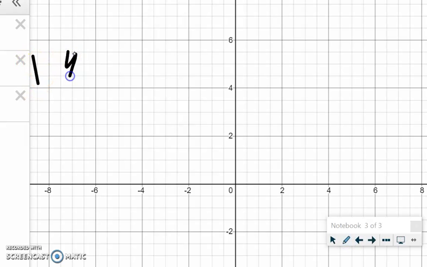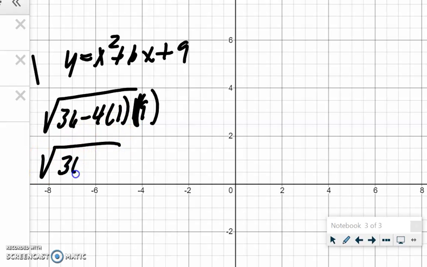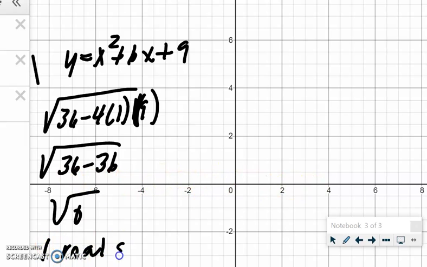Y equals x squared plus 6x plus 9. If I take the square root, which is b squared, 36 minus 4 times a times c. Well, that's a 9. So hopefully you can see this is going to be 36 minus 36. So that's going to come out to be 0. If the discriminant is 0, then my graph should only touch the axis in one real solution.